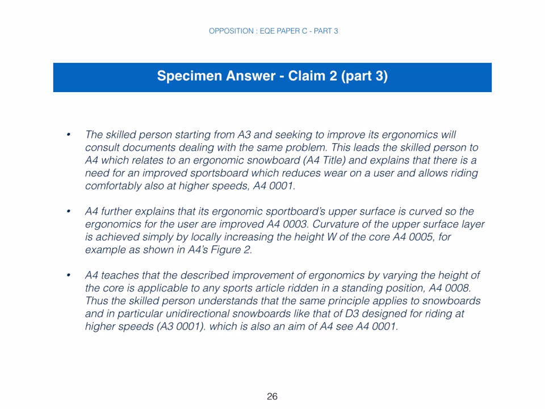A4 further explains that its ergonomic snowboard's upper surface is curved so the ergonomics for the user are improved, A4 paragraph 3. Curvature of the upper surface layer is achieved simply by locally increasing the height W of the core, A4 paragraph 5, for example as shown in A4's figure 2.